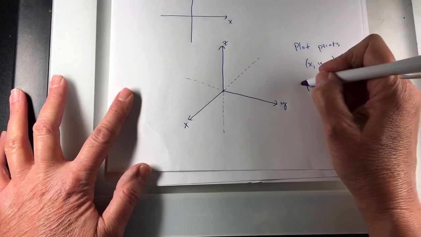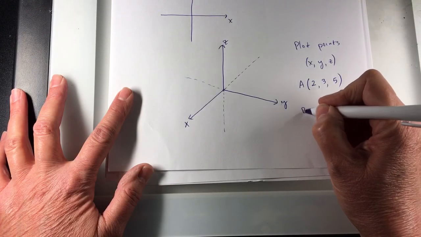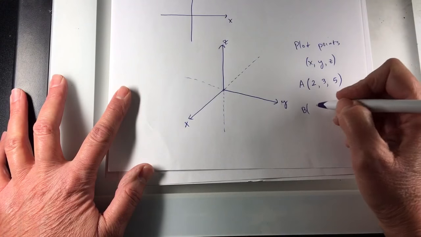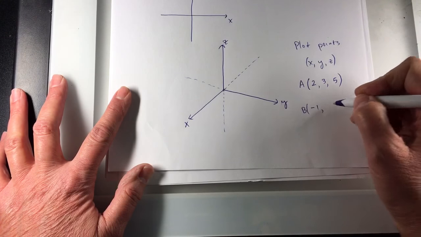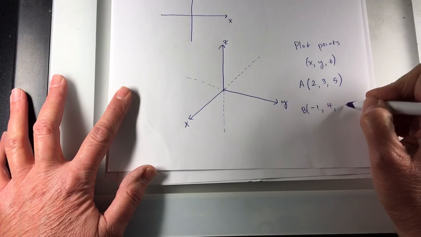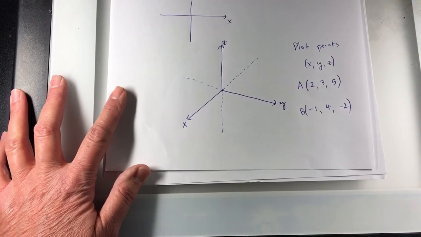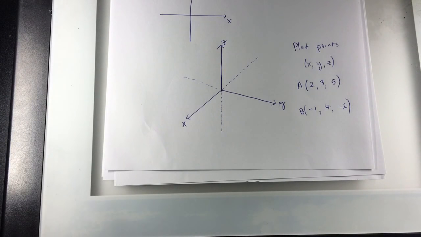So I will make up a few problems, like I might want to plot 2, 3, 5. Let's put in I'll call that one point A. Point B, let's put in a negative, like -1, 4, -2. Put in some negative coordinates there.